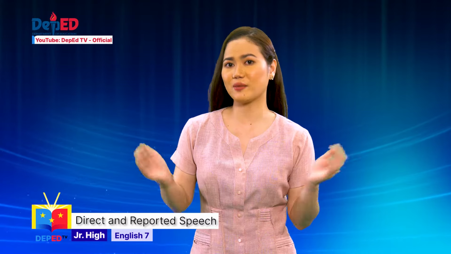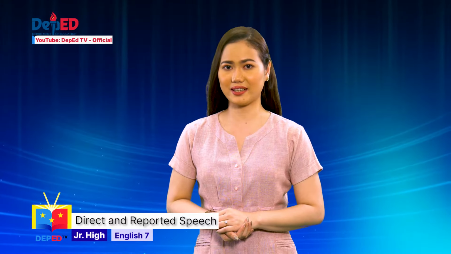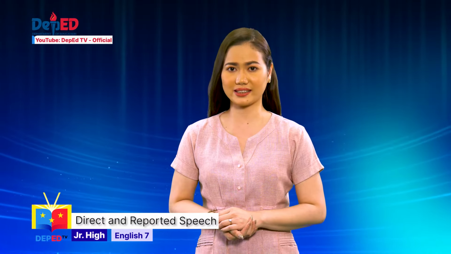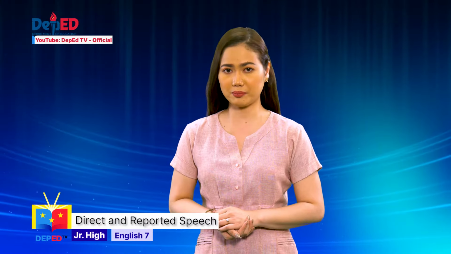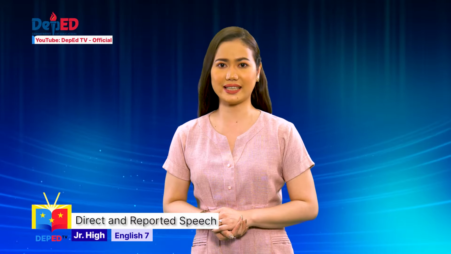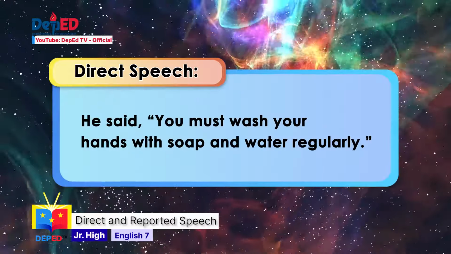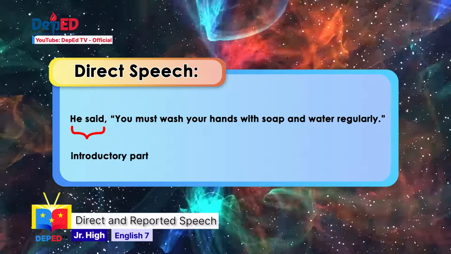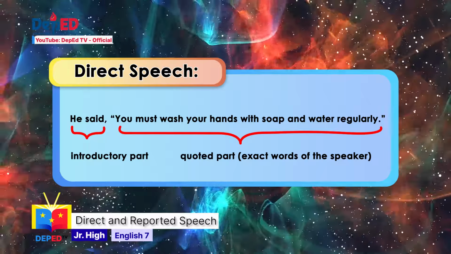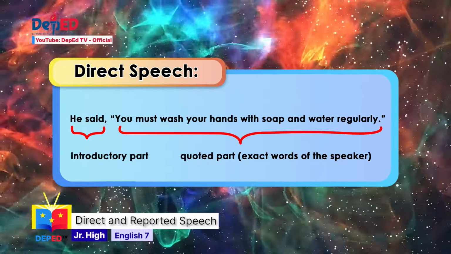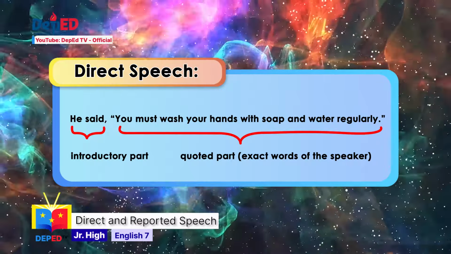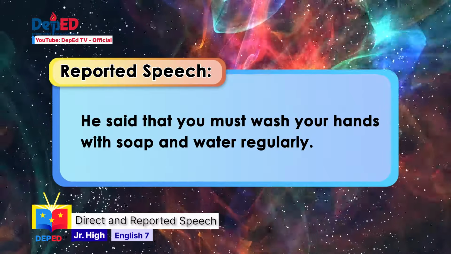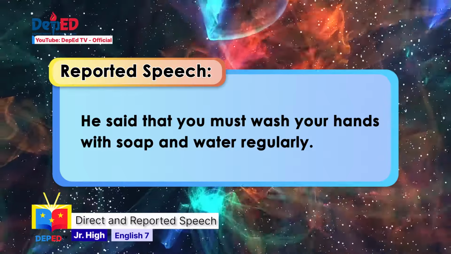In direct speech, there are punctuation marks like commas and quotation marks. That includes the exact words of the speaker or the quoted part, just like this sample. He said, "You must wash your hands with soap and water regularly." The introductory part is, he said, while the quoted part or the exact words of the speaker is, "You must wash your hands with soap and water regularly." While in reported speech, the words of the speaker as reported by another person is given. He said that you must wash your hands with soap and water regularly.